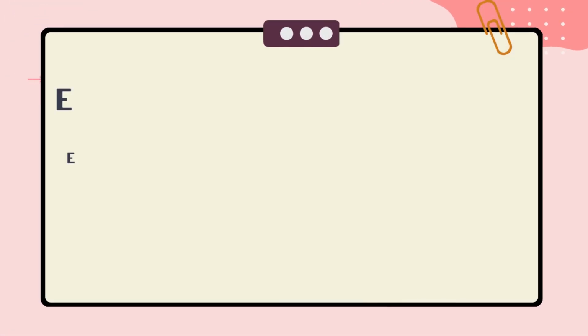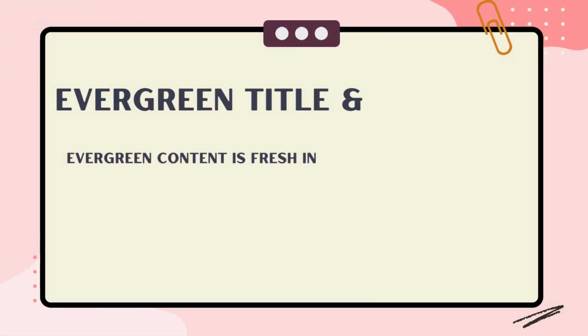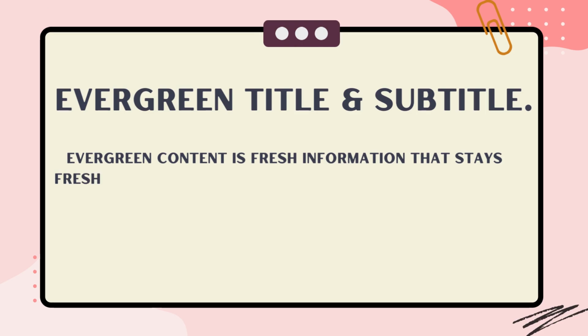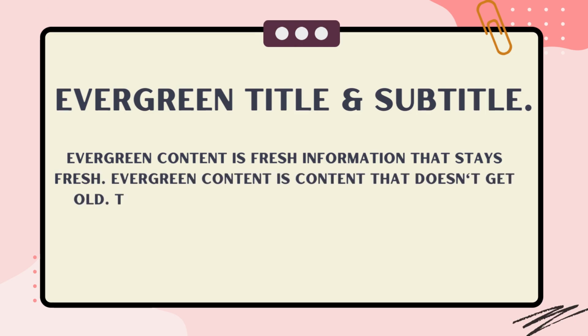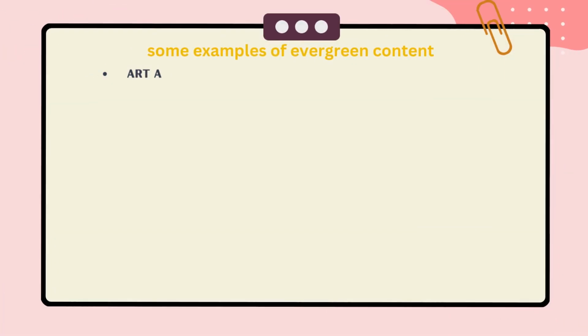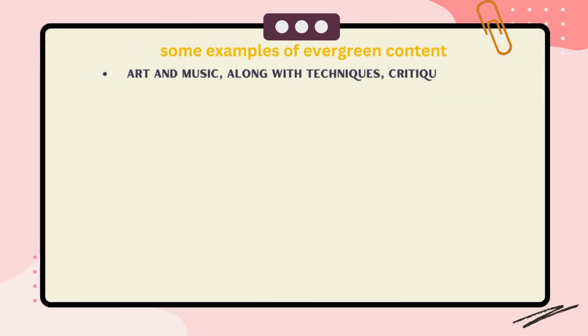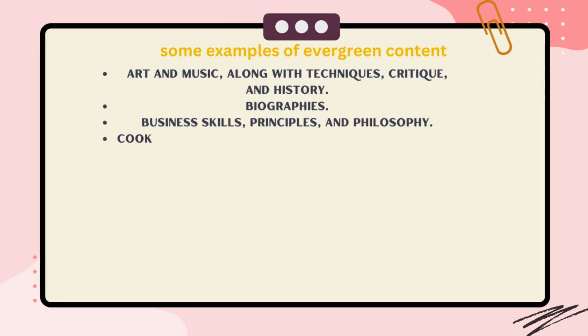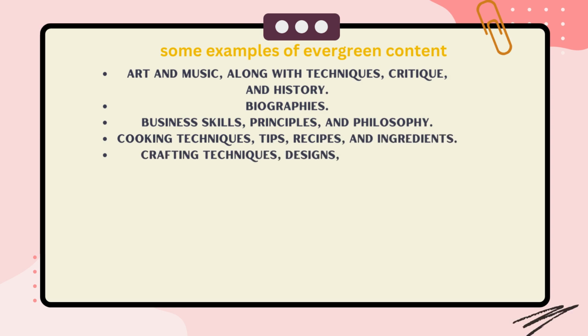just as the name implies, evergreen content is fresh information that stays fresh. Evergreen content is content that doesn't get old. It can be written works as well as audio, video, and works of art. What really makes content evergreen? The topics covered in evergreen articles, essays and books, audio works, and video are what people have been concerned about or interested in for many years or even centuries.